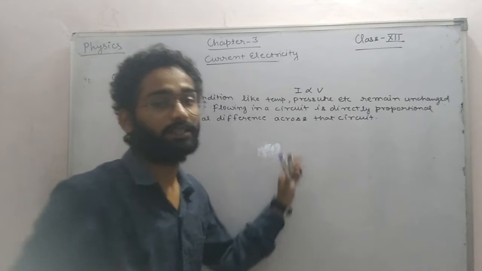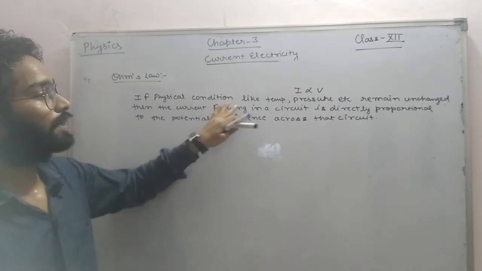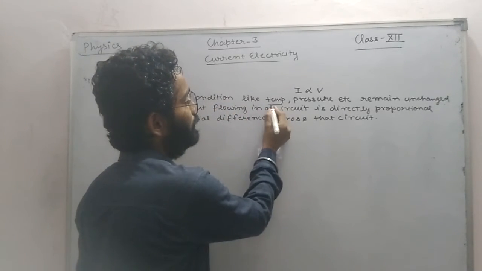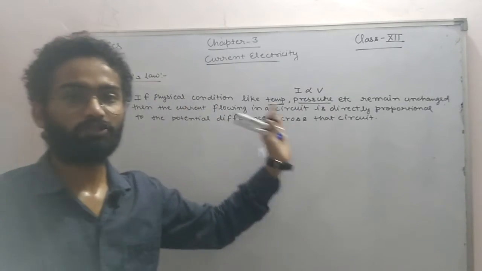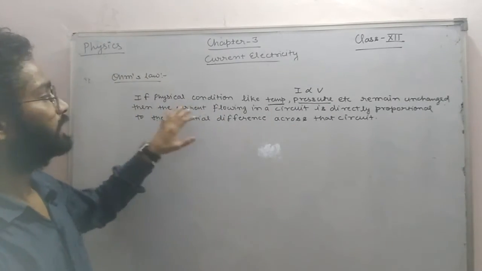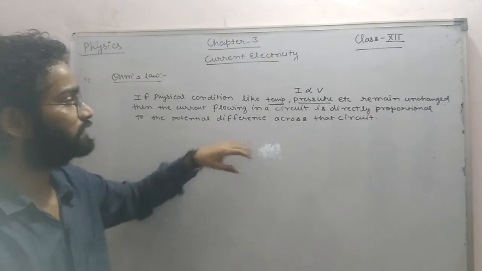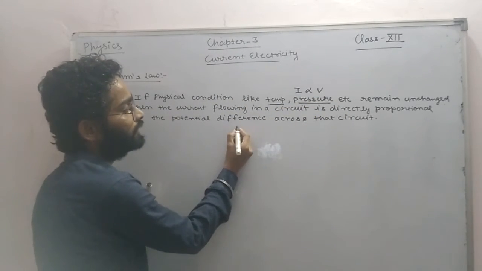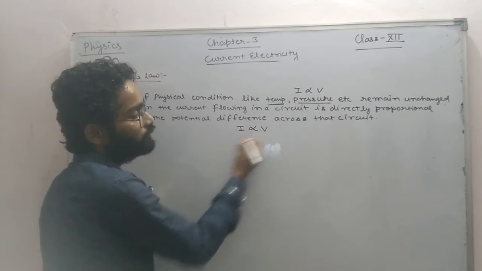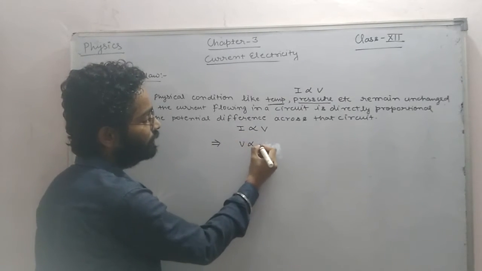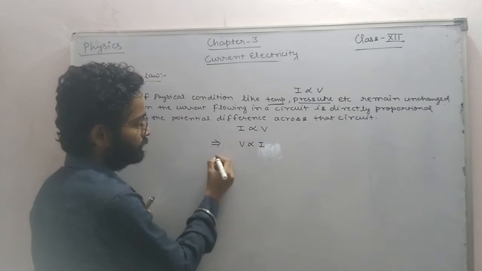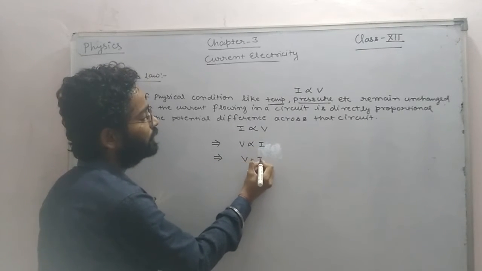What I have written here is that if the physical conditions like temperature and pressure remain unchanged, that means they should be constant, then the current flowing in a circuit, that is I, is directly proportional to V. And this can be written as V is directly proportional to I, so that it can be written as V is equal to IR.